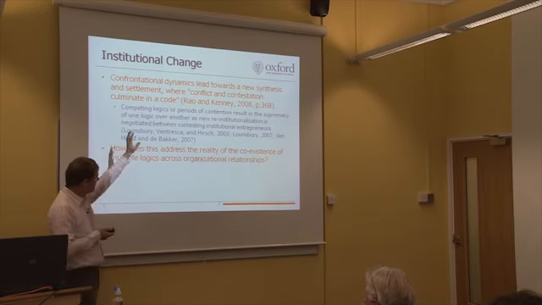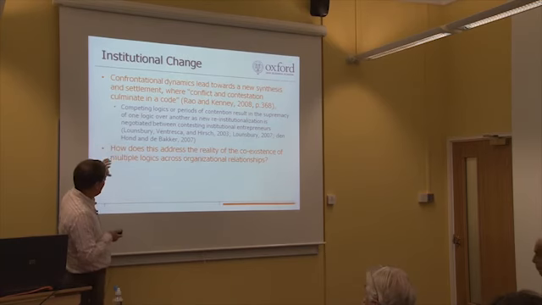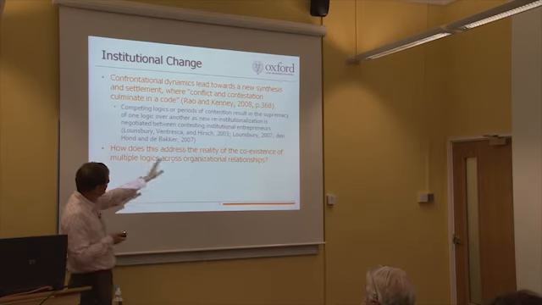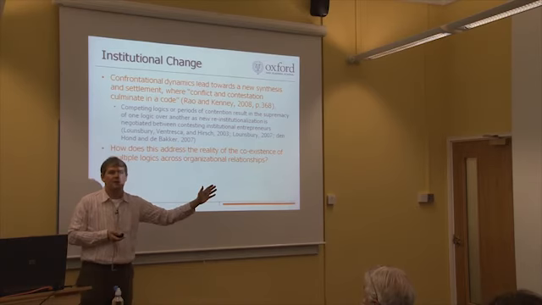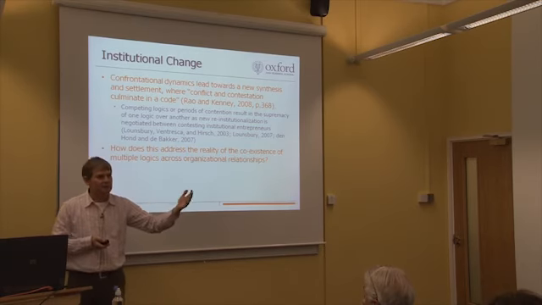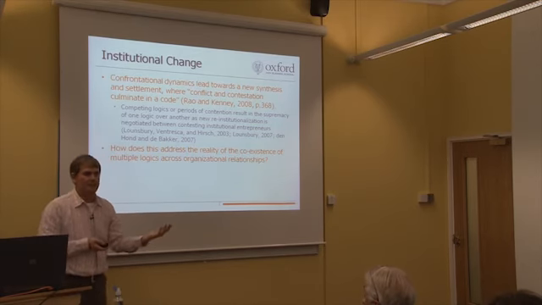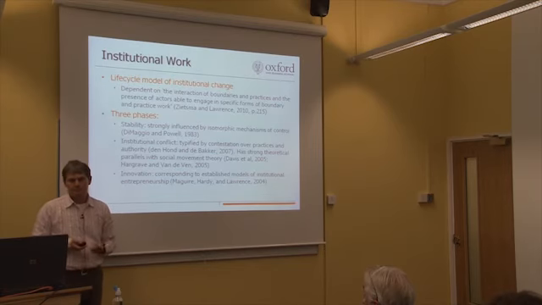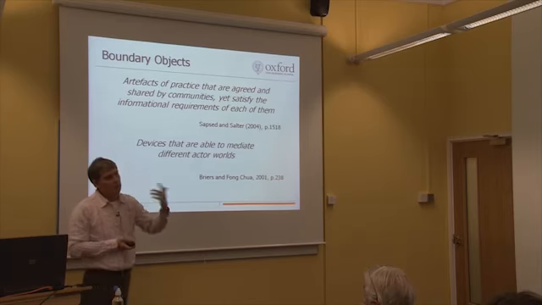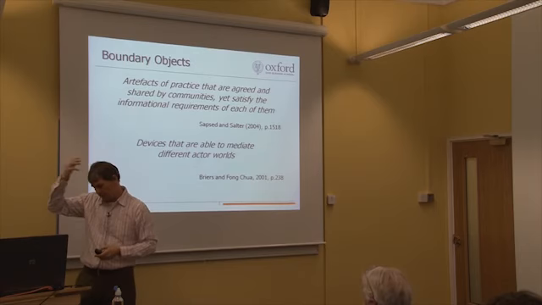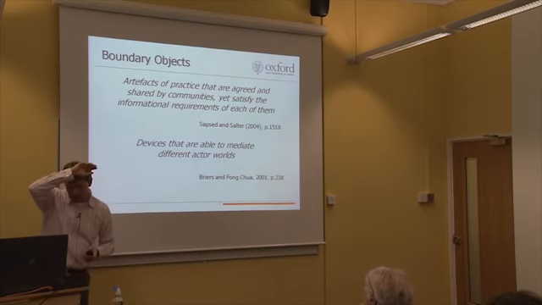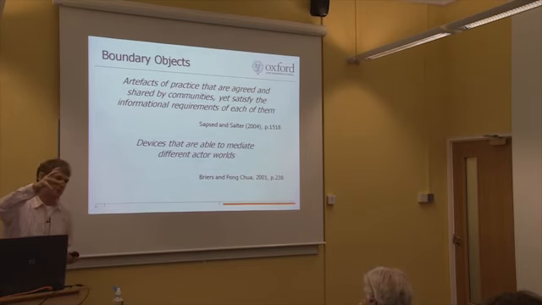So really, looking at the literature, what we wanted to address was, given the context of the literature that we were working in, how can we imagine the reality of the coexistence of multiple logics across organizational relationships? How can that happen, given the literature tells us that doesn't happen? The third cluster of theory that we explored to try to begin to answer this question, as I mentioned earlier, was the notion of boundary objects.